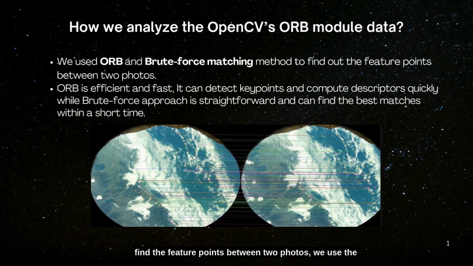To find the feature points between two photos, we use the ORB and brute force matching method provided by the OpenCV library. ORB is efficient and fast. It can detect key points and compute descriptors quickly. Brute force approach is straightforward and can find the best matches within a short time.